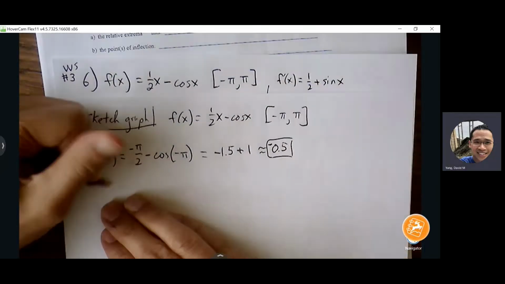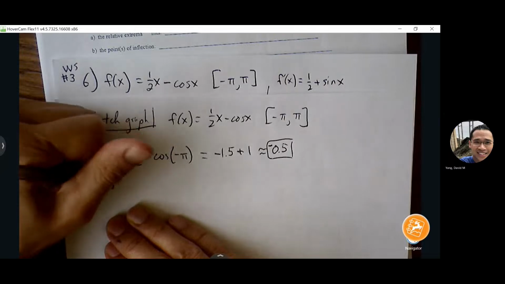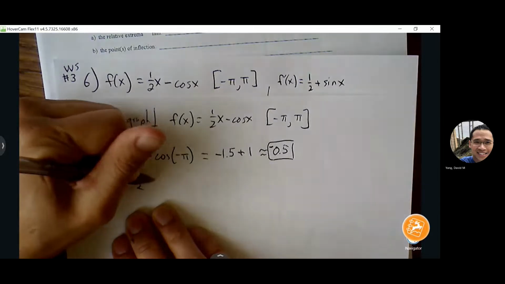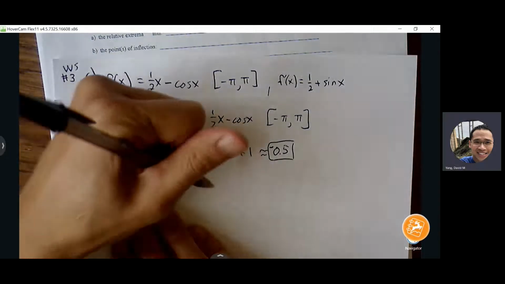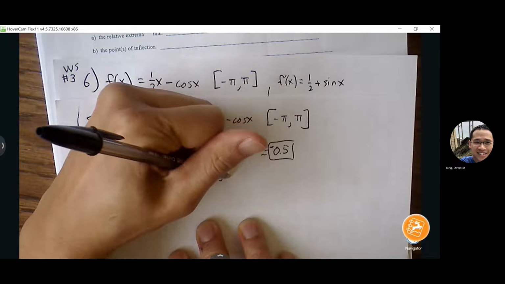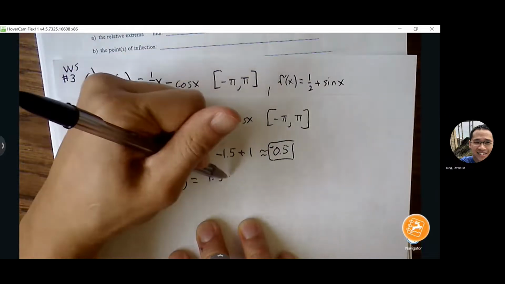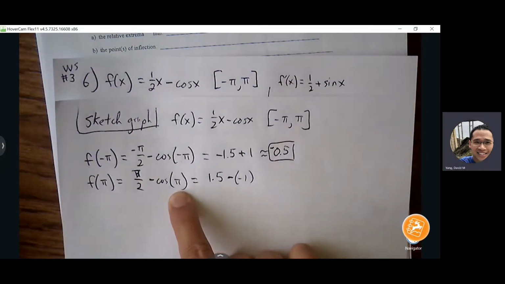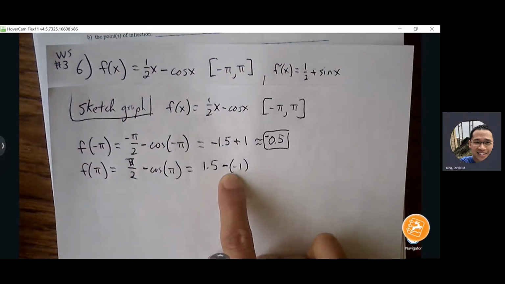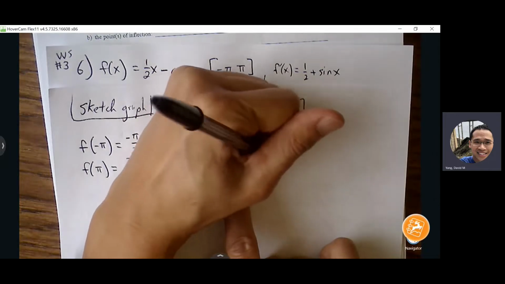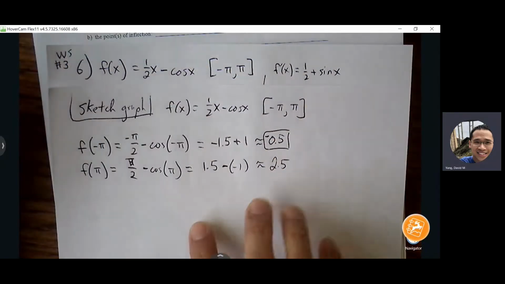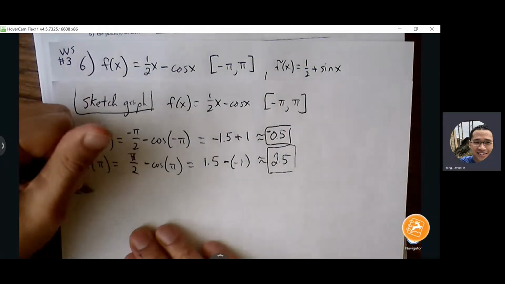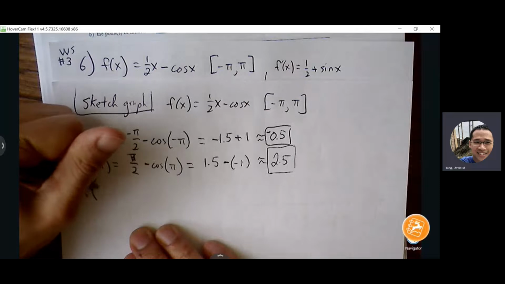Okay, let's find the other endpoint, f of pi. Treat pi like 3. Cosine of pi is negative 1. Two negatives becomes positive. 1.5 plus 1 is around 2.5. Okay. Relative max, relative min, we also need to find those points as well.